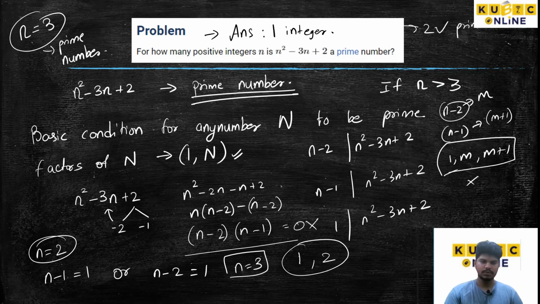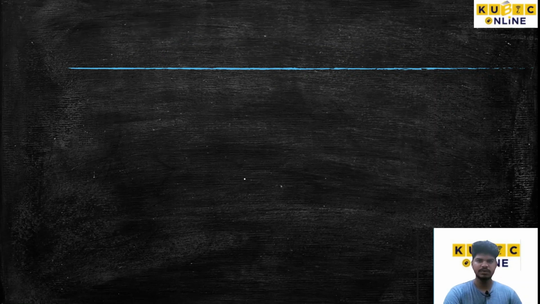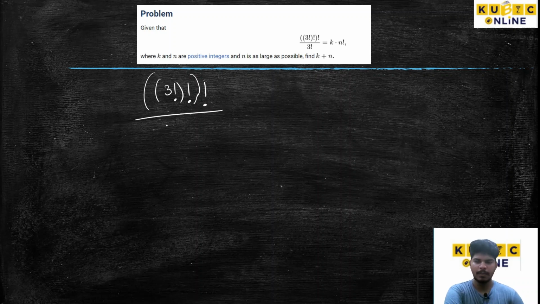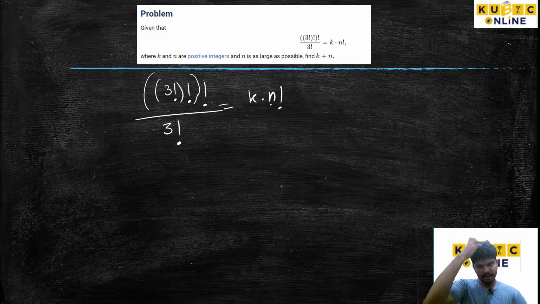Okay. So let's move on to the next question. Given this, okay, so what have they given? (3!)! times (k!) divided by 3! is equal to k times n!, and we have to find k and n such that n is as large as possible. Okay, we have to find n which is as large as possible.